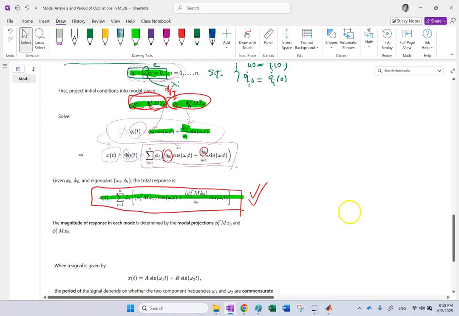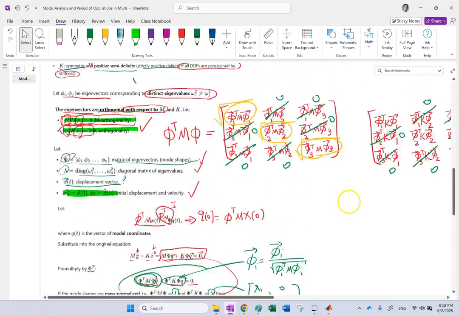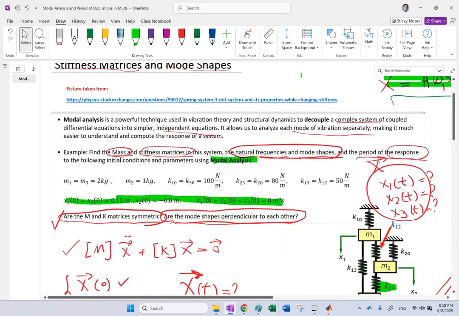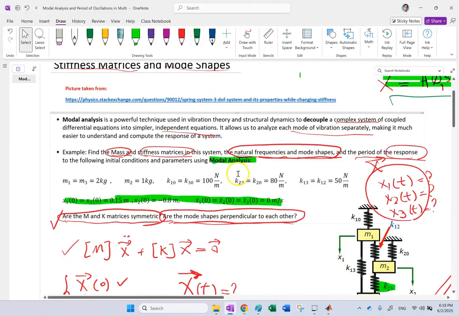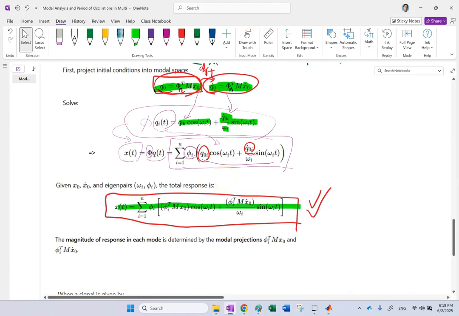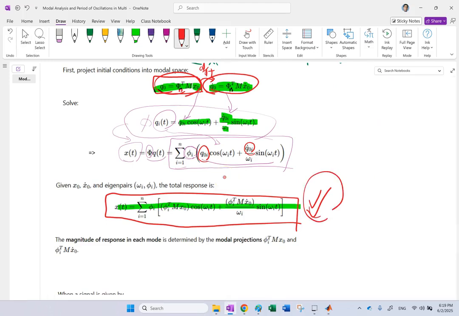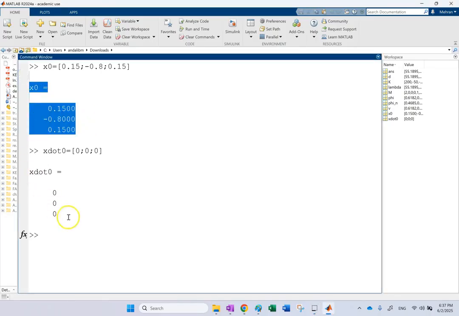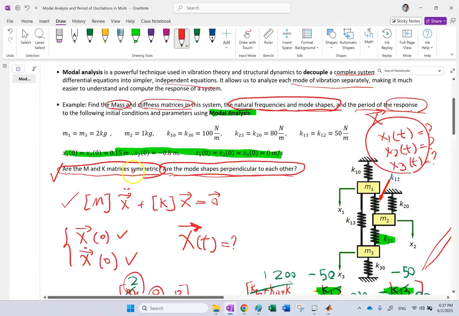Okay, so let's go ahead and apply that to this problem with those initial conditions and the m and k and these new phi's. We are going to basically find the responses of this system to those initial conditions. So let's go ahead in MATLAB and do that. So this is my vector of x zeros. This is my vector of x dot zeros, right? These are these set of initial conditions here.